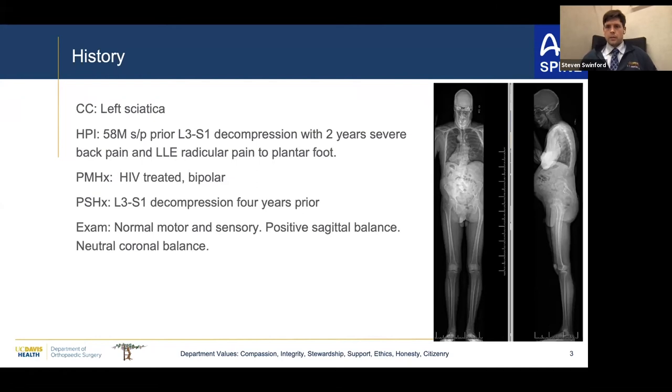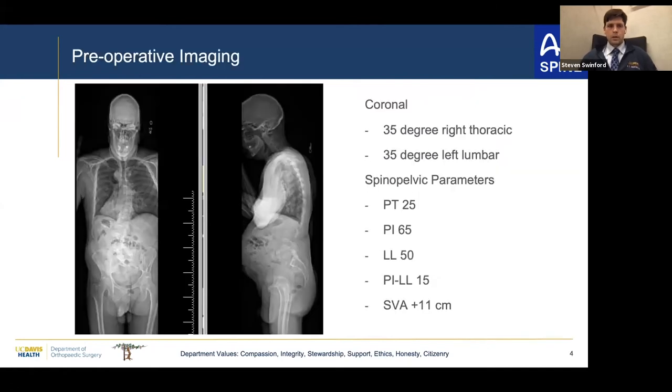And those are the long-standing films. And we kind of zoom in a little bit. You see he's got a 35-degree right thoracic curve and 35-degree left lumbar curve. By convention, we always flip the AP image so that the left is on the left as we're going to look at it during surgery, just for future x-rays. You'll look at spinal pelvic parameters, pelvic tilt 25, pelvic incidence 65, lumbar lordosis about 50. For a mismatch of about 15, and he's about 11 centimeters positive.